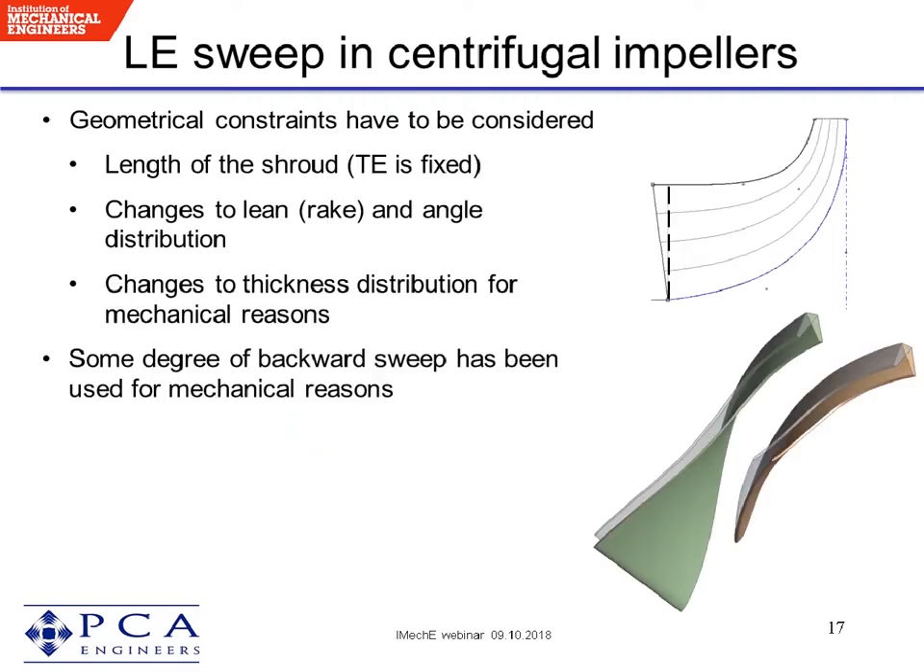The application of the leading edge sweep in centrifugal impellers can be further complicated because of the geometrical constraints in the radial impellers. The impeller tip width at the outlet has to remain constant, and therefore sweeping the leading edge forward and backward also changes the length of the shroud. It also changes the rake angle at the trailing edge, which can change the impeller work input and also the stress levels, and these have to be considered or corrected in the design. Conventionally, some degrees of backward sweep has been used in centrifugal impellers for mechanical reasons, but designs with forward swept impellers are gaining more attention.